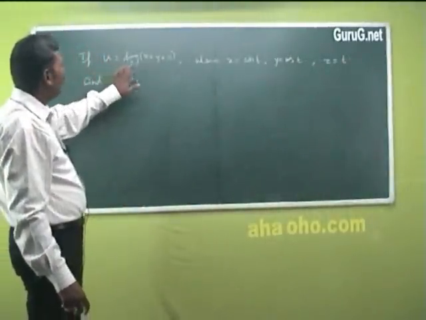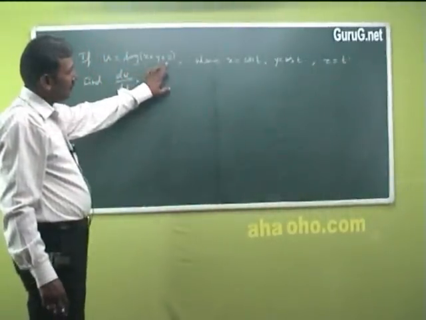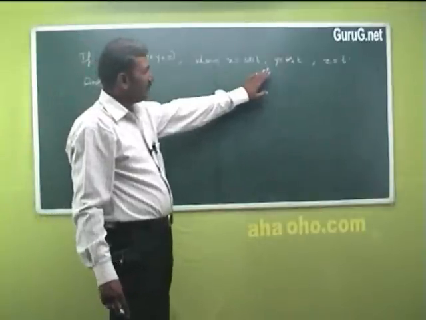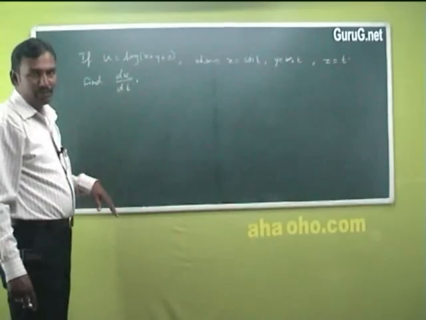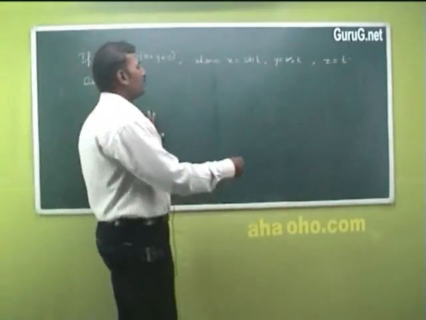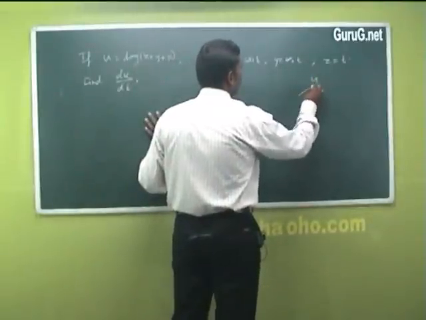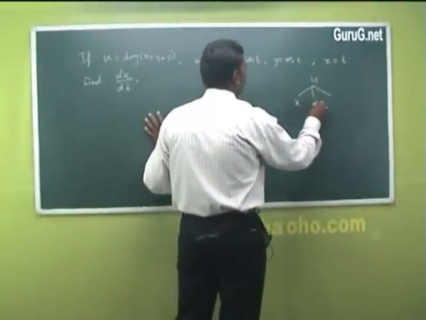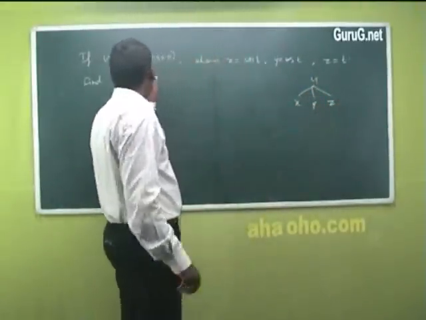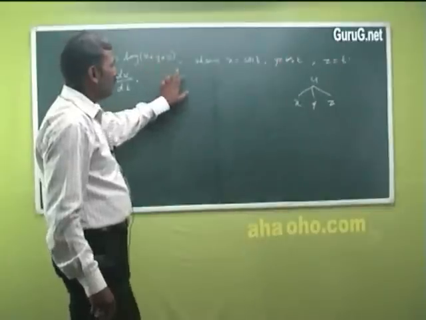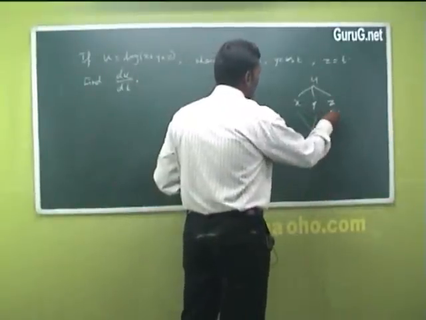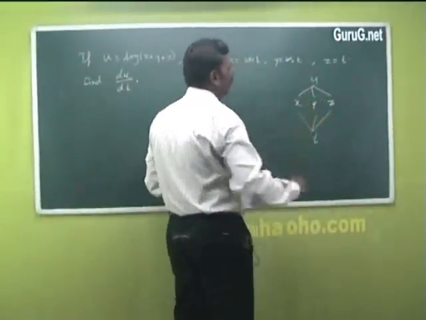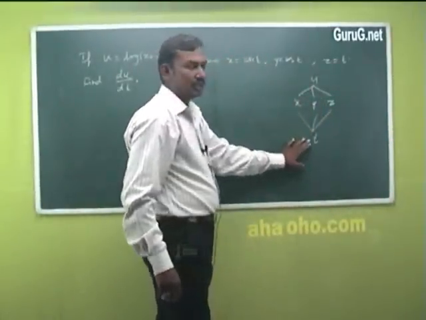So if u equals log of x plus y plus z, where x equal to sin t, y equal to cos t and z equal to t, so find du by dt. So here u is a function of x, y, z. So three variables. U is a function of three variables. But these three variables, x, y, z, are functions of t alone. So now u is a function of t.